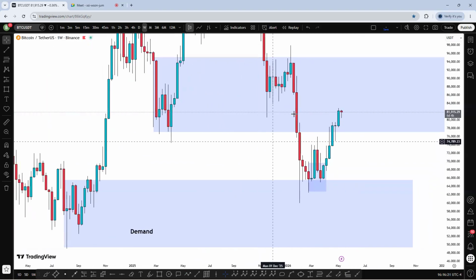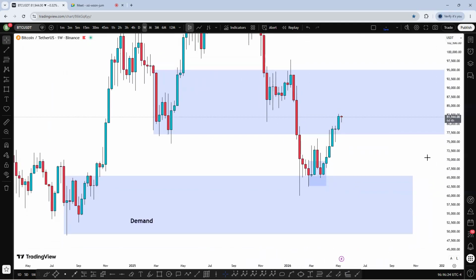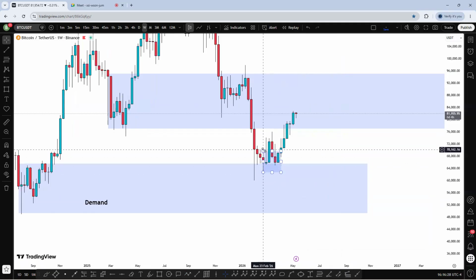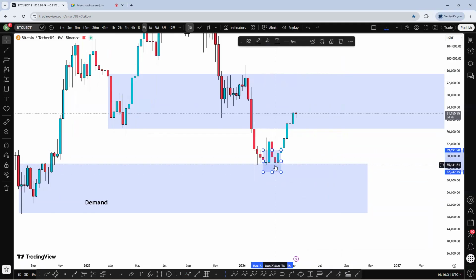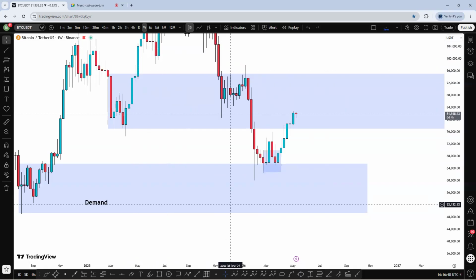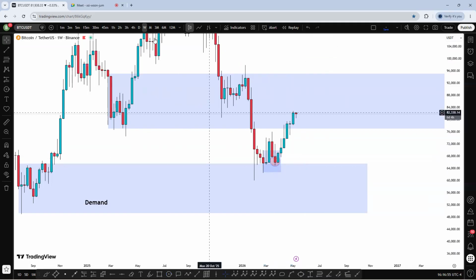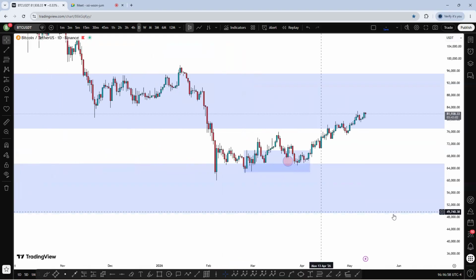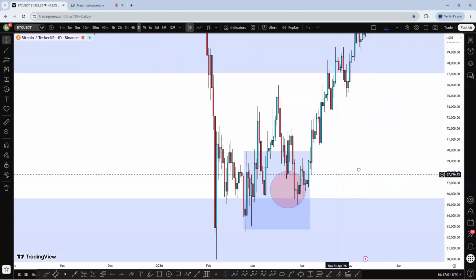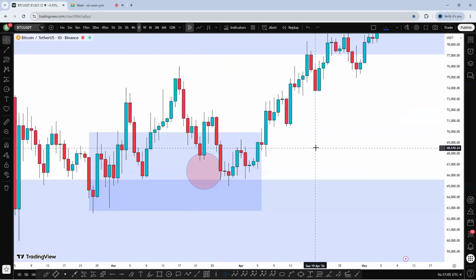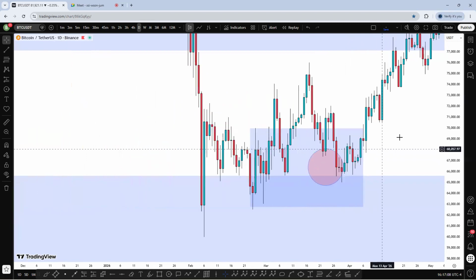So after getting this pullback, what do you do? Because you have a weekly zone, in case you want to buy from here, you use daily or 4 hour. The zone being tested is the weekly zone. So you need to use daily or 4 hour for confirmation. That is what we are looking for when the price is coming back. Use daily or 4 hour for confirmation, okay.